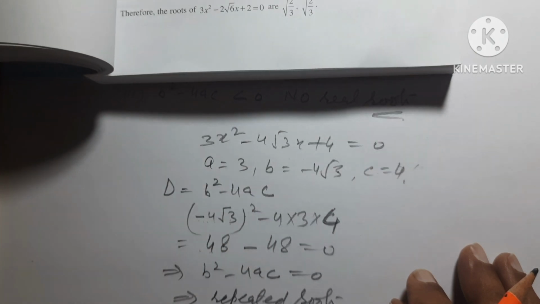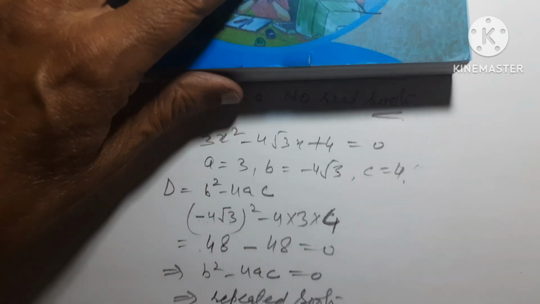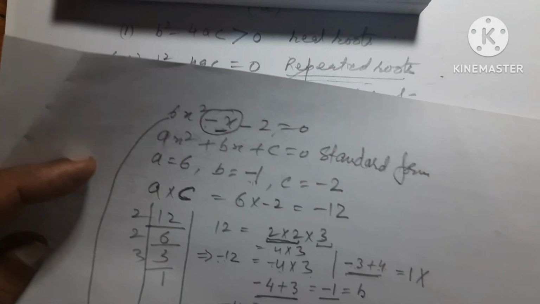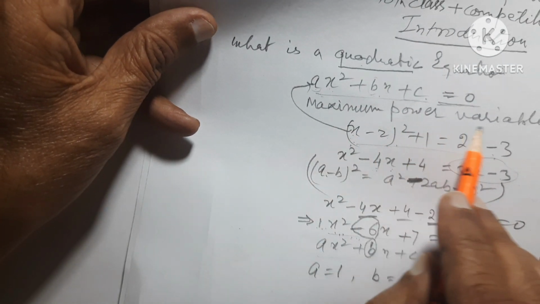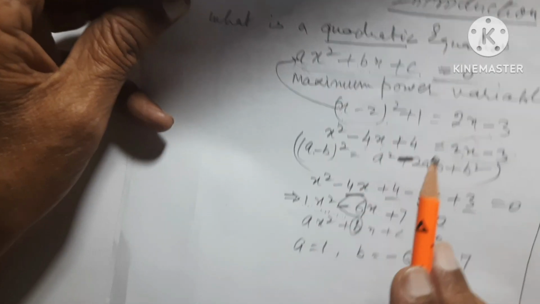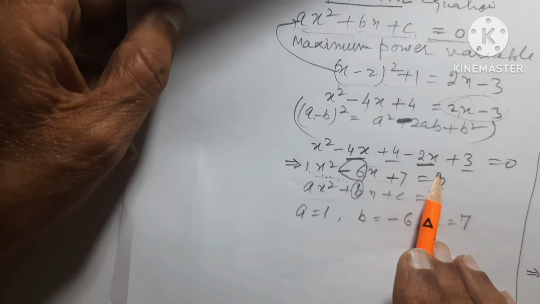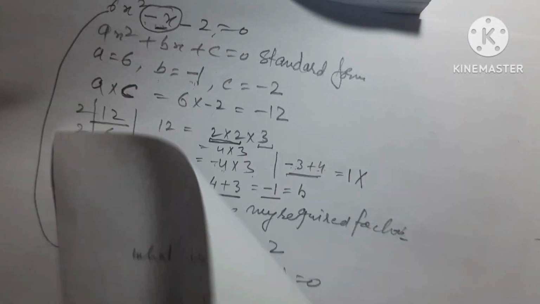I have discussed most of the things of the 10th level. So what we have discussed so far, let us recall. Quadratic equation, this is a standard form. Maximum power of the variable is 2, that is why it is called quadratic equation. Then how to factorize this, we have discussed the factorization technique, and then we have discussed the quadratic formula.